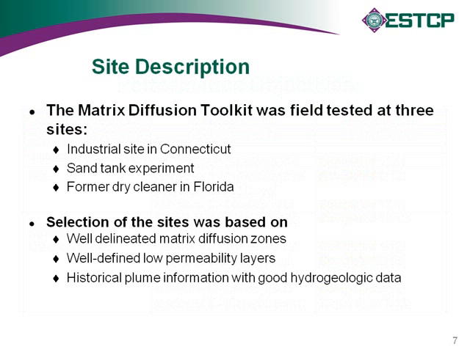And so we tested it at 3 sites: an industrial site in Connecticut, a sand tank experiment, and then a former dry cleaner site in Florida. And selection of these sites was based on how well delineated the matrix diffusion zones were, how well defined the low permeability layers were, and if there was any historical plume information available with good hydrogeologic data.